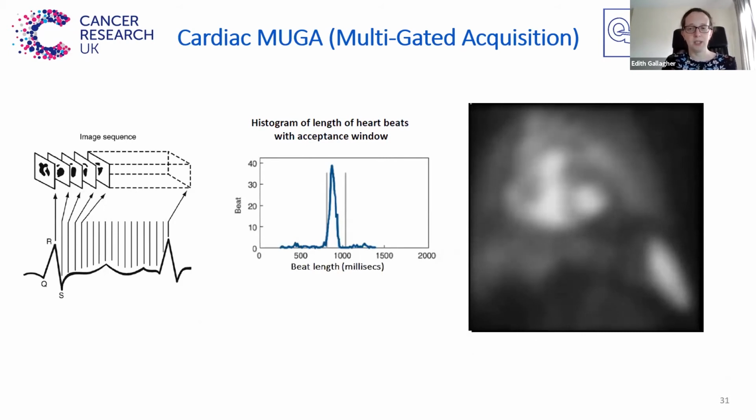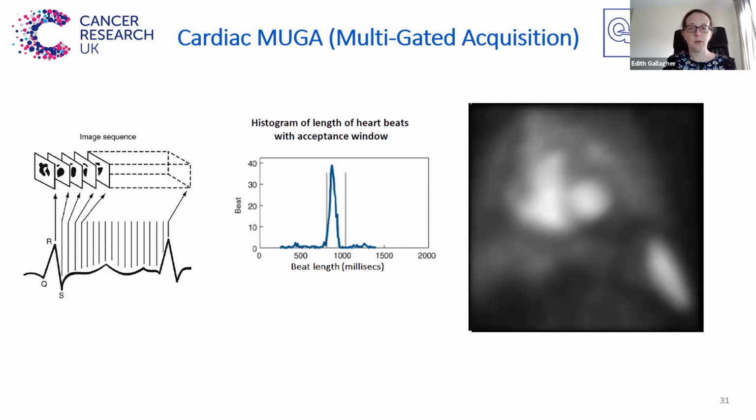A cardiac MUGA scan is used to calculate the ejection fraction of the left ventricle of the heart, or in simple terms, how well the left ventricle is squeezing to push the blood around the body. It can be used in cases where patients are having treatment that may damage their heart, for example, the breast cancer treatment, Herceptin.